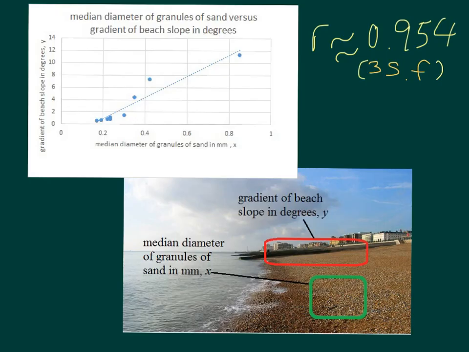And what this value suggests to us is that there is a strong linear correlation between x and y, and the number here is almost equal to 1, 0.954. This value is consistent with the scatter plot that we obtained.